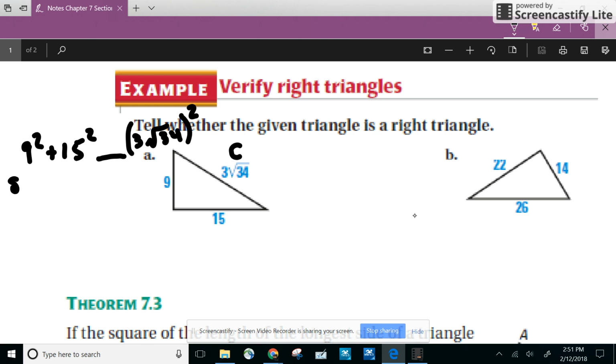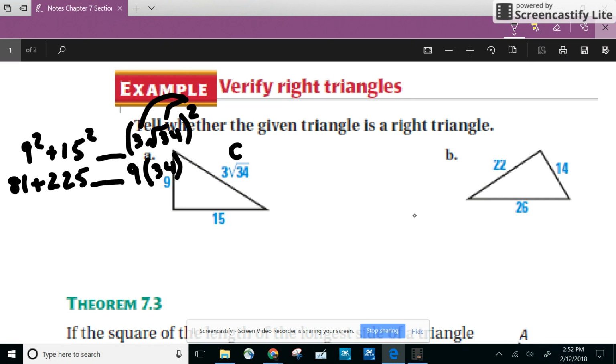So let's start working on this. 9 squared is 81. 15 squared, I got 225. Over here, when I square 3 square root of 34, I have to use the square on both parts, the non-square part and the square root part. When I square 3, I get 9. Then I have to multiply that by the square of the square root of 34. The square and the square root cancel each other out, leaving you just with the 34. So 9 times 34 is what we have there.